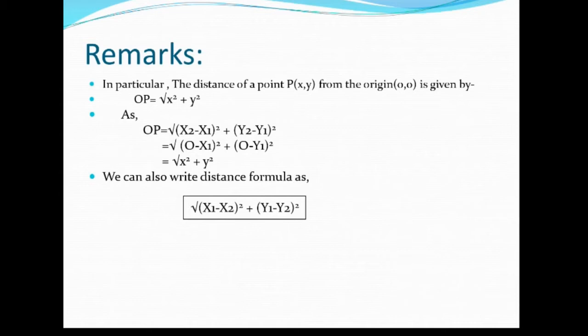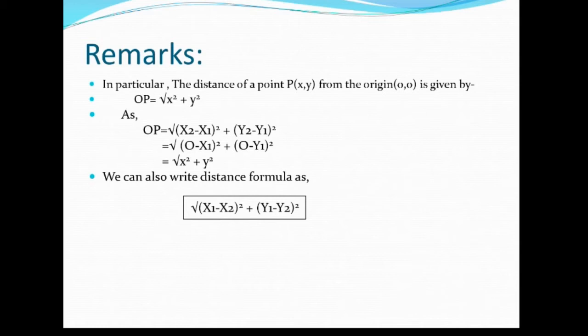And there is something else also. We can also write the distance formula as root over (x1 minus x2) whole square plus (y1 minus y2) whole square. So we can write the distance formula as we find ourselves comfortable. As we know, if we square something that is negative, it will become positive, so the final result will not change.